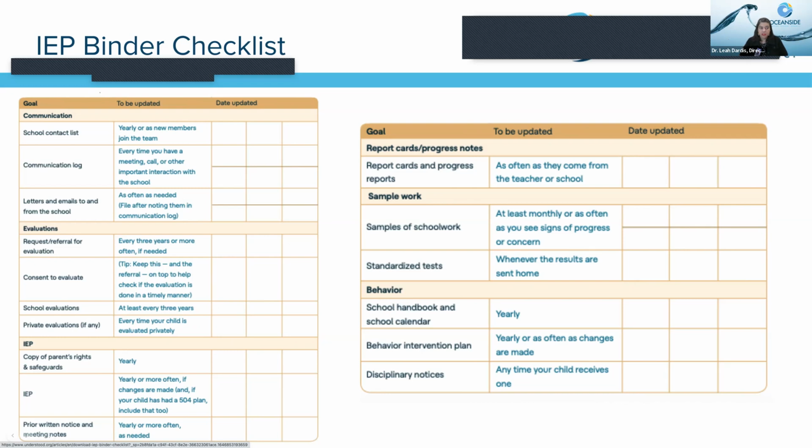The school communication section, I think, is such an important part, because not all of our communication is through, let's say, letters back and forth that we can keep a hard copy. Sometimes they're through emails, texts, phone calls. So this is a way to keep track of those so that you can have it all in one central place. We're going to go over the binder sections for the evaluations, for the IEP, for our report card, sample work, and behavior.